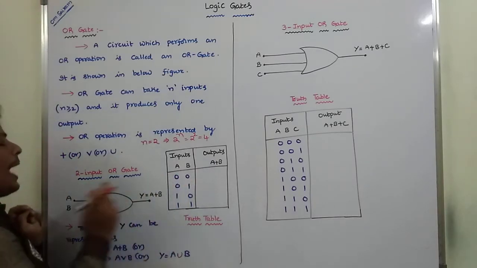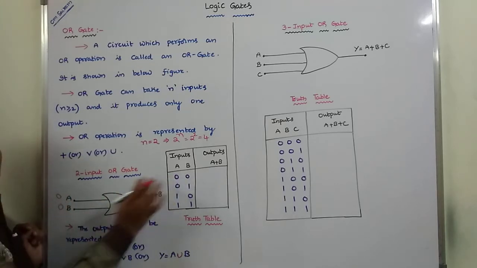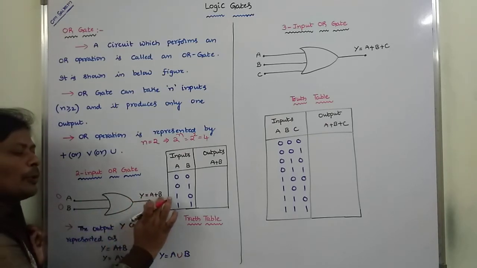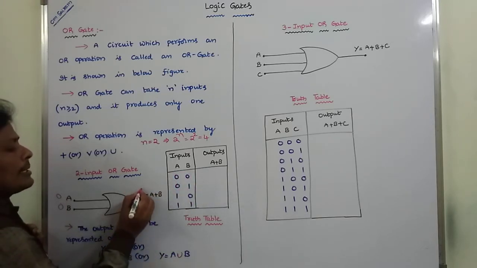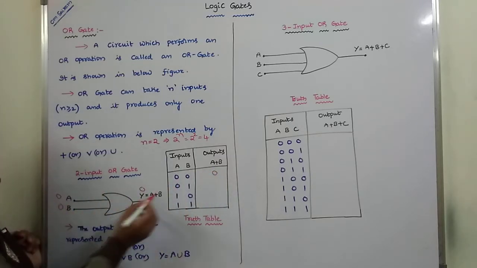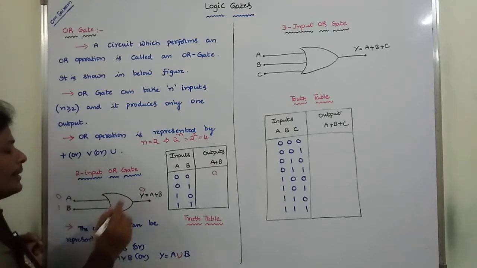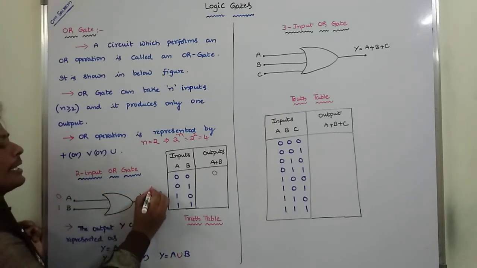Whenever we apply these 2 inputs, first 0, 0 to the OR gate, the output Y is equal to A plus B. A value 0, B value 0, 0 plus 0 is equal to 0. Next we apply the inputs A value 0, B value 1. These inputs are applied to the OR gate, then we get A plus B, that is 0 plus 1, which is nothing but 1.